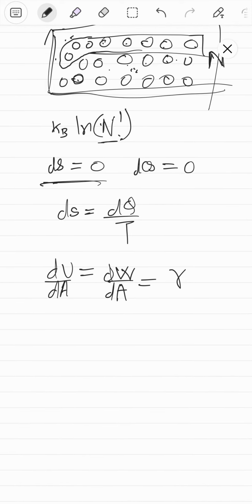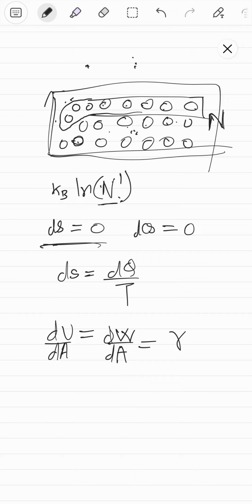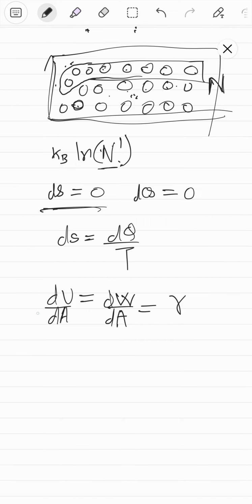Right. So that's all I wanted to say: gamma can be thought of as both the change in surface energy per unit area change, and also the work done by us per unit area change, because the work done by us is actually equal to the surface energy change, right?